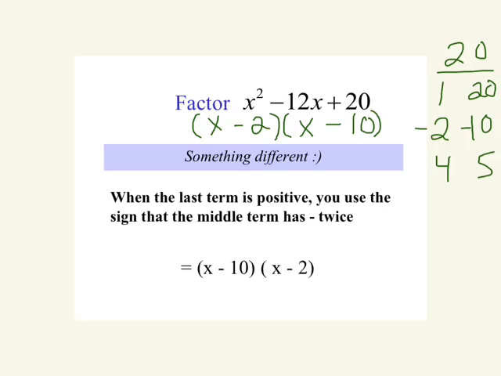So our answer would be x minus 2 times x minus 10. Or you could flip the order around. Remember, multiplication order doesn't matter. 4 times 3 is the same as 3 times 4. So it doesn't matter if you listed x minus 2 times x minus 10, or as we did here on the presentation, x minus 10 times x minus 2. Either answer is acceptable.